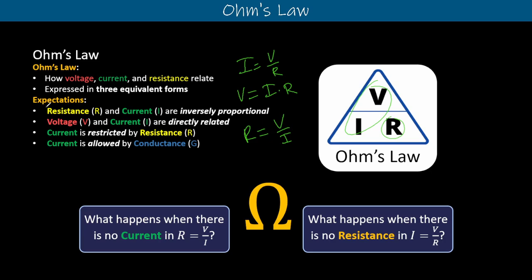This equation gives us a couple of different expectations. We expect resistance and current to be inversely proportional. So if we have a high resistance, we have a low current. And if we have a low current, we have a high resistance in the circuit, or we expect a higher resistance in the circuit because of the lower current.